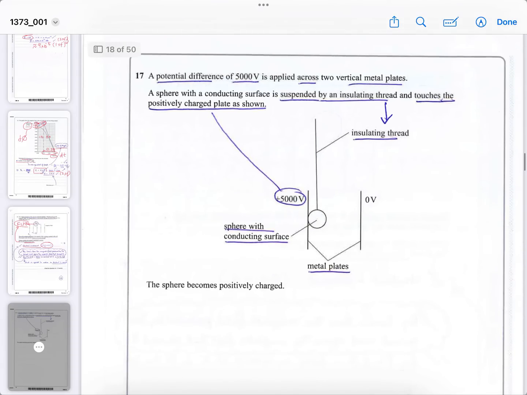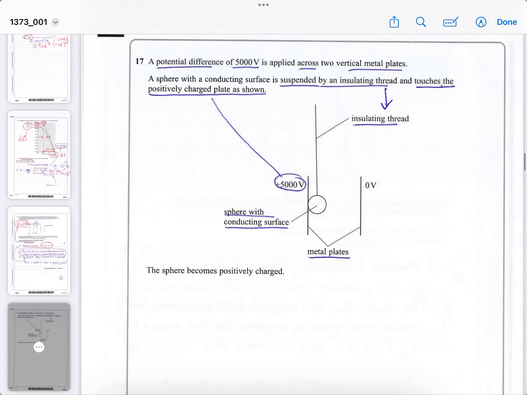Question 17 is about electric fields. This time, a potential difference of 5,000 volts is applied across two metal plates. So you've got 5,000 volts on the left plate and 0 volts on the right plate. That depends on how you set up your circuit. It could be that the 0 plate is earthed and the other plate is connected to a 5,000 volt power supply, or source of voltage.